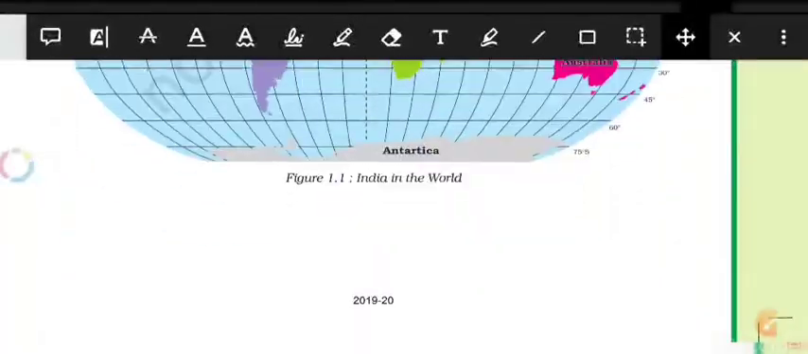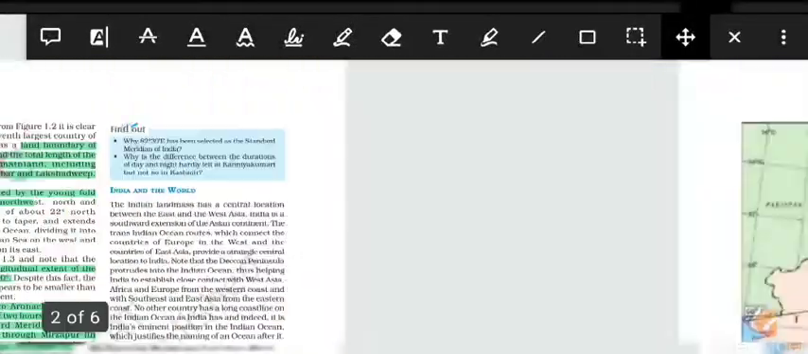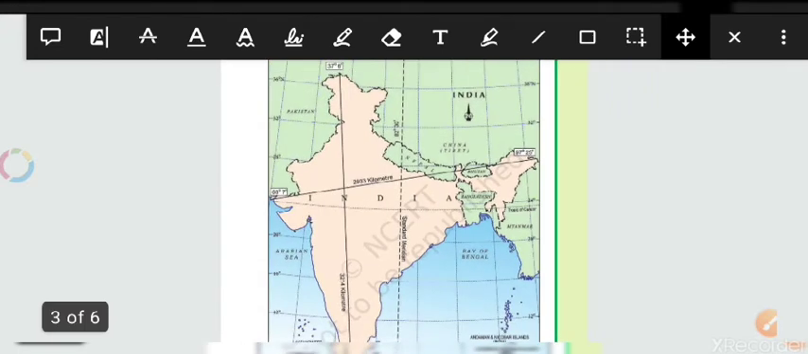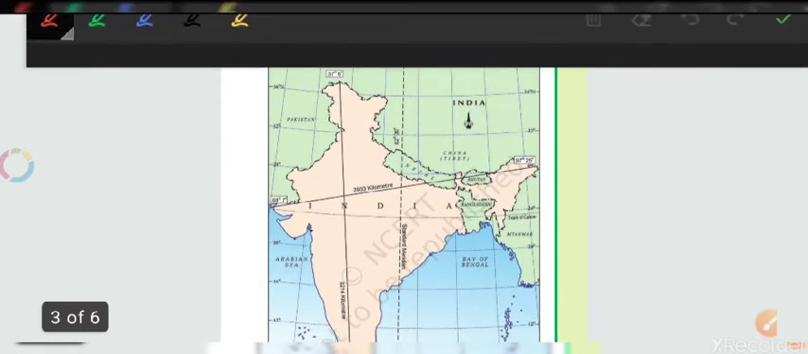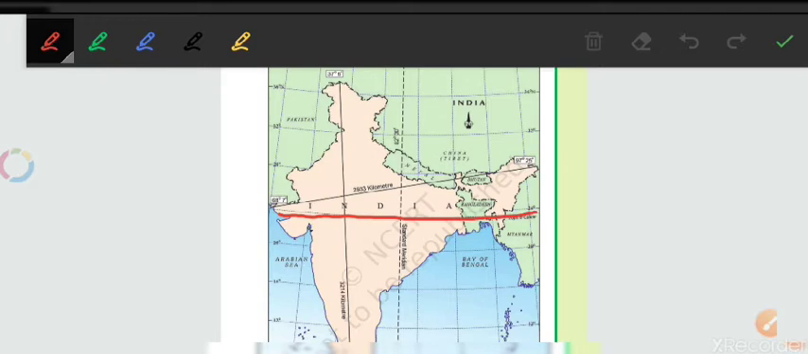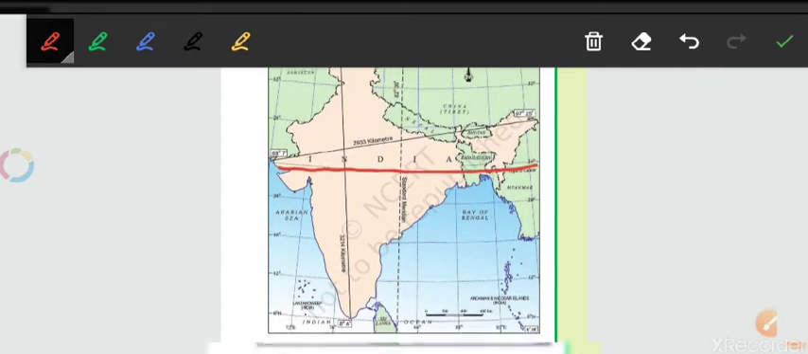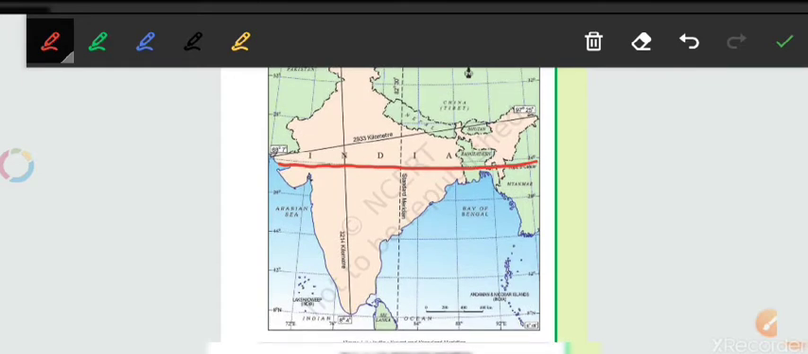As you can see, the Tropic of Cancer line, this one, divides India into approximately two equal parts. This one is the Bay of Bengal and this one is the Arabian Sea. This is all the coastline of India and this is the mainland of India. So I think you have understood all.